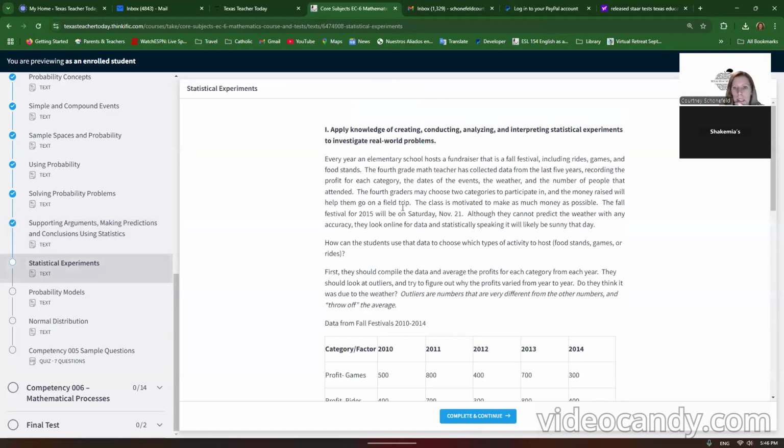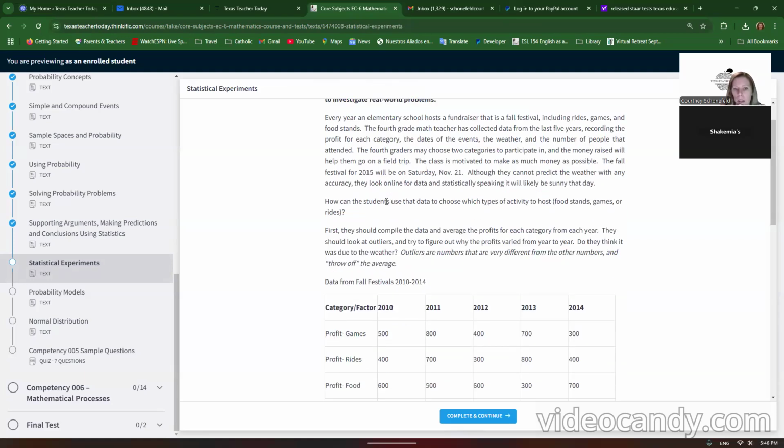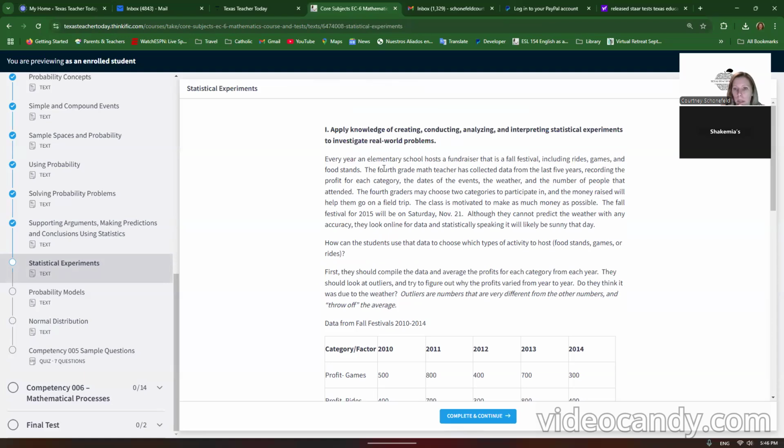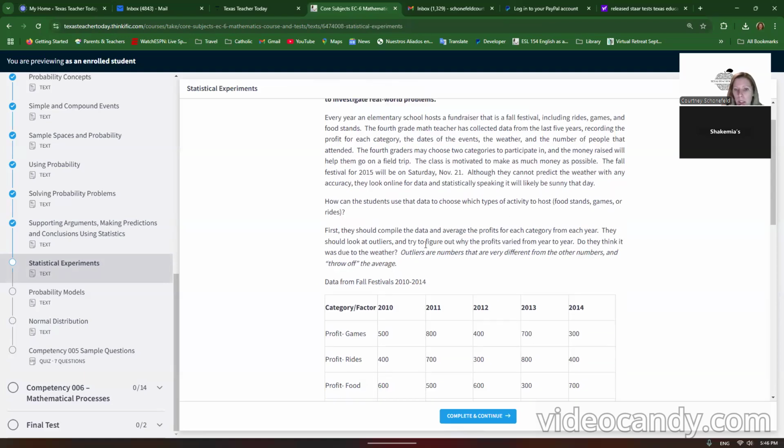Statistical experiments. This is what we were talking about earlier, repeating the data to get accurate events, right? So let's say we're going to do a fall festival and we want to predict the weather and then determine what we're going to do according to the weather, right? So we collected data from the last 5 years, the dates of the events, the weather, the number of people that attended, right? How can the students use that data to choose what type of activities to host?